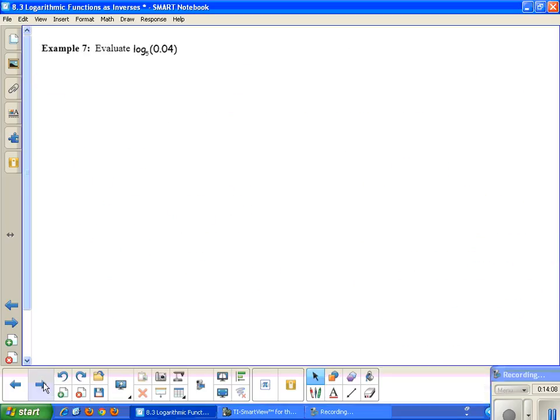So the next one, example 7, we want to evaluate log base 5 of 0.04. So this one, again, I'm going to set it equal to x and put it in exponential form. So 5 to what power is equal to 0.04? So now I want to see if I can get the same base. So I want to try to see if I can get base 5, since that's my base, because it has the exponential part attached to it.